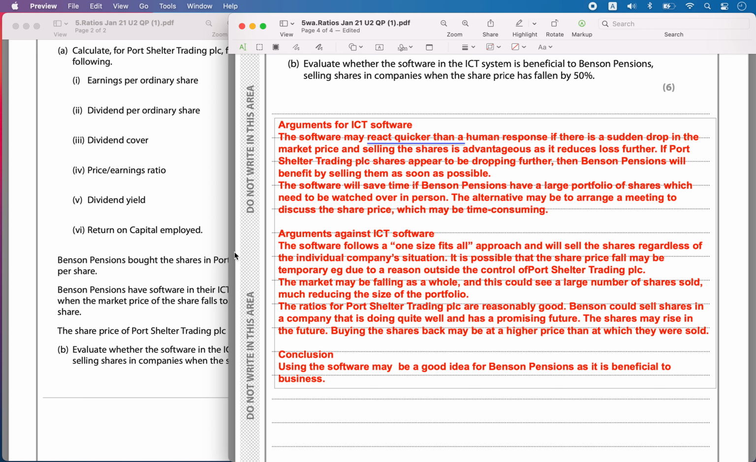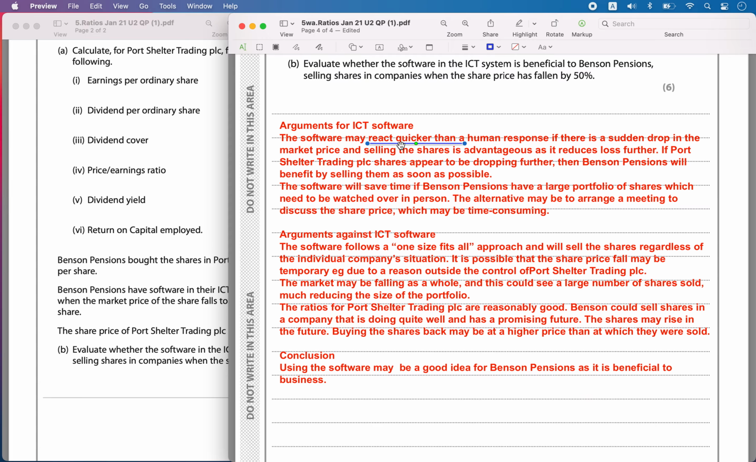The software is also going to save time, right? If a person is sitting and watching, instead he can do some other job. So it is going to save time if they have a large portfolio of shares which needs to be watched over in person. The alternative may be to arrange a meeting to discuss the share price, which is time consuming.